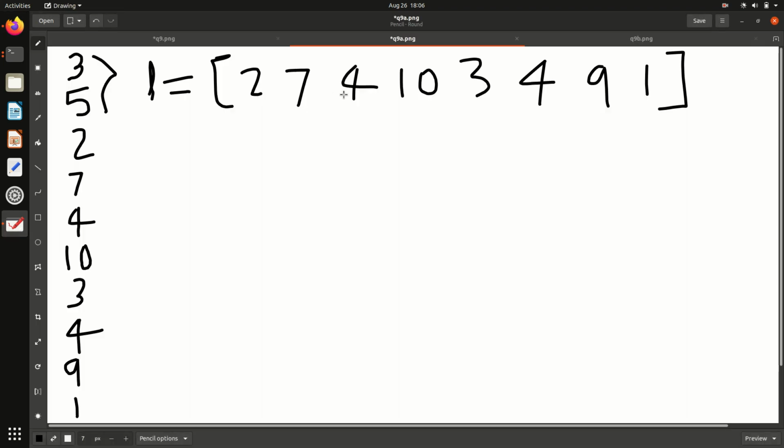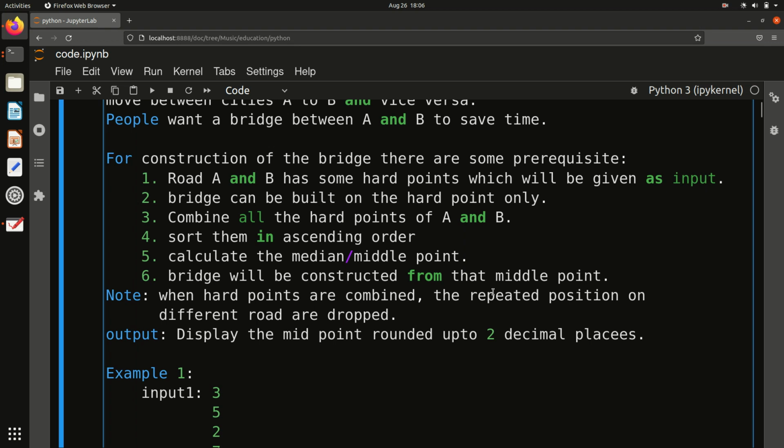Okay, so these are the numbers given: 2, 7, 4, 10. How many are there? It should be 8: 1, 2, 3, 4, 5, 6, 7, 8. Now 8 points are given. Now why are we converting it into a set? Because we want every value to be unique, because they are saying to remove the repeated ones. Repeated positions on different rows are dropped.